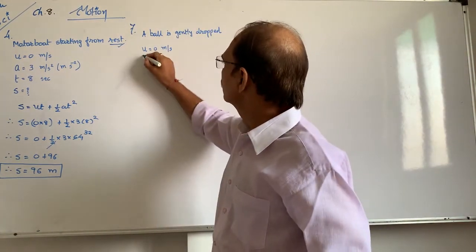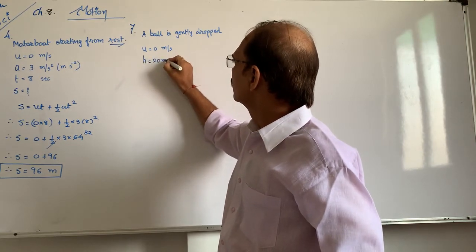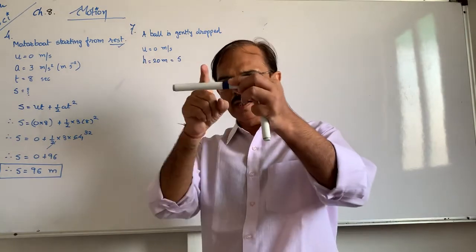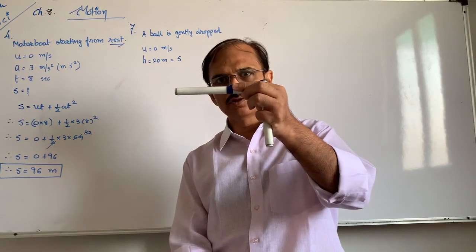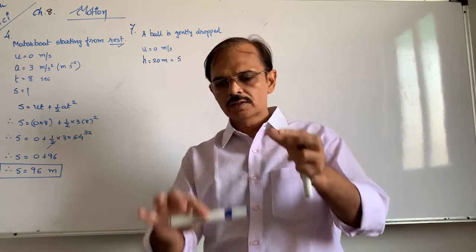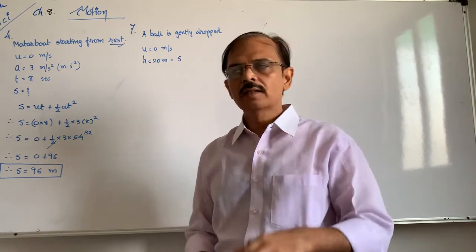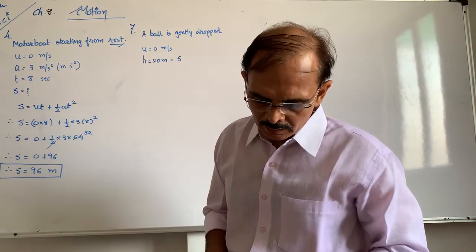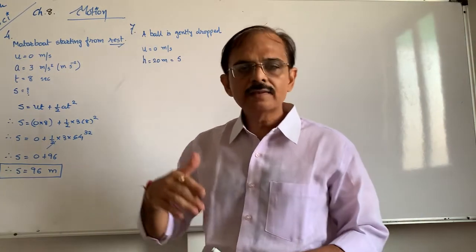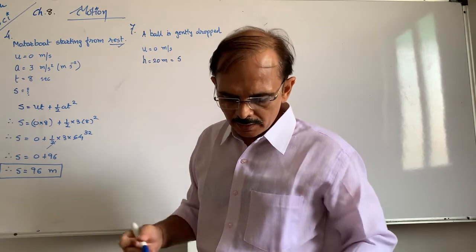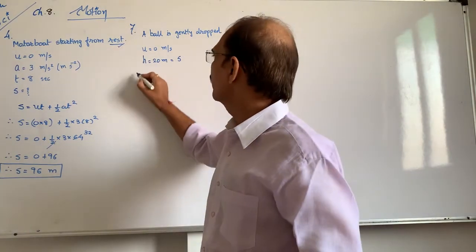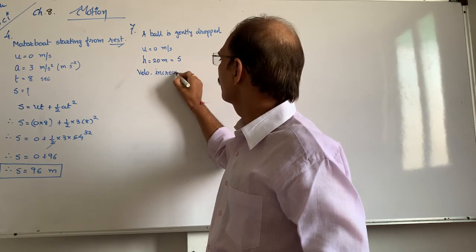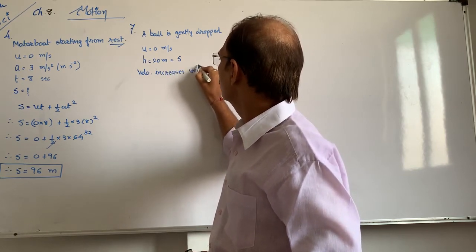The height is given, 20 meter. So the distance covered by the ball is also 20 meter. From this point to this point, suppose 20 meter. Then the ball covers how much distance? 20 meter. So height is called distance. Okay. If its velocity increases uniformly at the rate of 10 meter per second square, velocity increases uniformly.